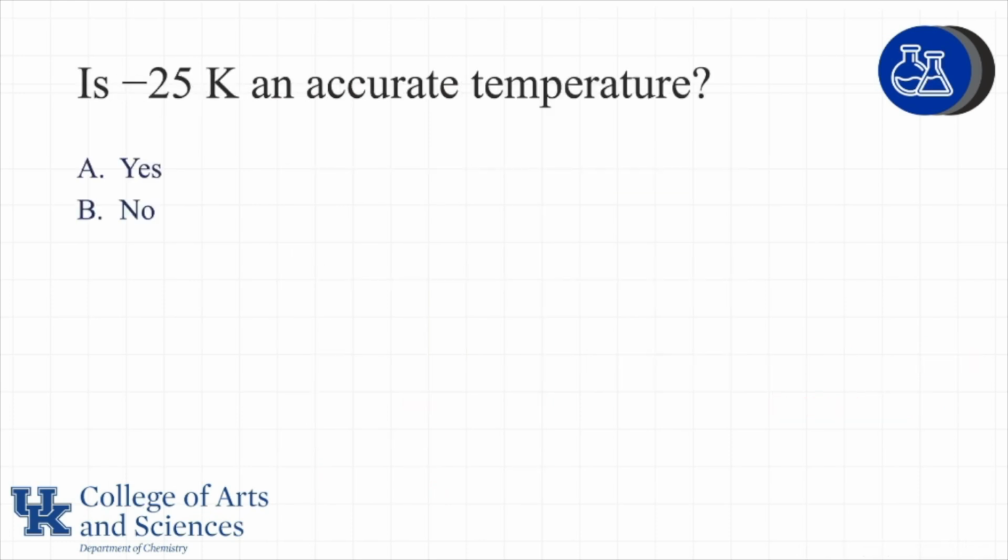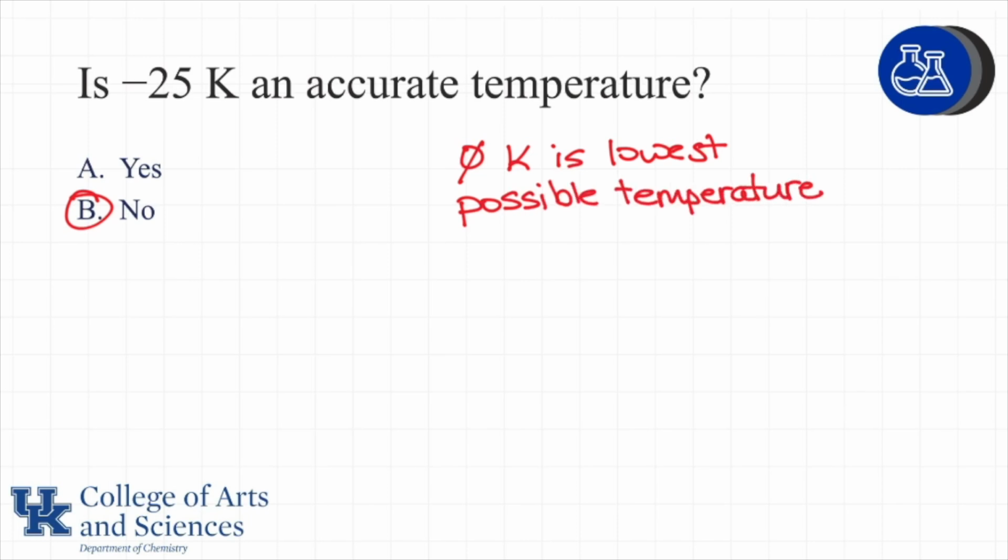Is negative 25 Kelvin an accurate temperature? And the answer to that is no. 0 Kelvin is the lowest possible temperature. We cannot have any negative Kelvin values, but we can have negative Fahrenheit and negative Celsius values.